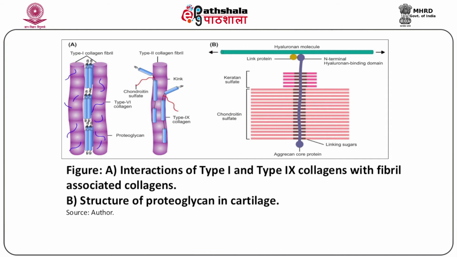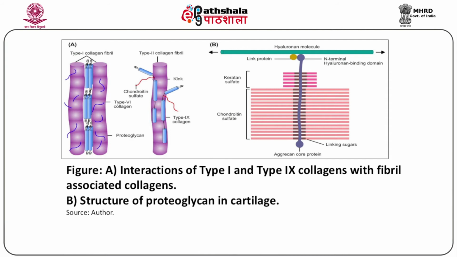This macromolecular complex binds at nearly 40 nanometer intervals to a molecule of hyaluronan to form supramolecular proteoglycan aggregates. This non-covalent binding of the N-terminal domain of the core protein to a hyaluronan molecule is facilitated by a link protein. These aggregates form the gel-like component of cartilage that is enmeshed within a network of reinforcing collagen fibrils.